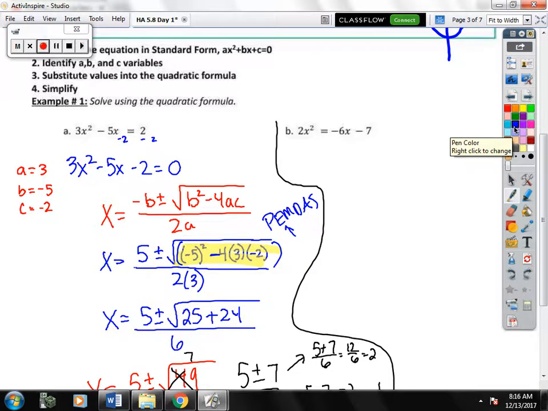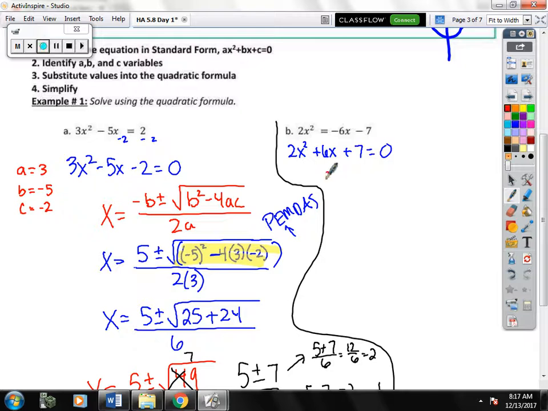No problem. Okay, for this one, I actually would add 6x and add 7 because it's easier for you guys to work with positives than it is with negatives. You could subtract 2x squared if you wanted to, but I would probably add 6x and add 7. When you have positives, you're less likely to make a mistake.